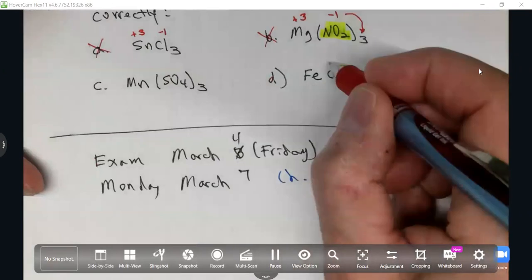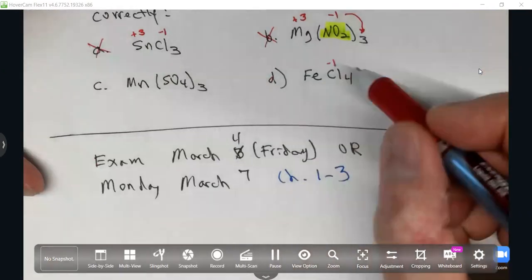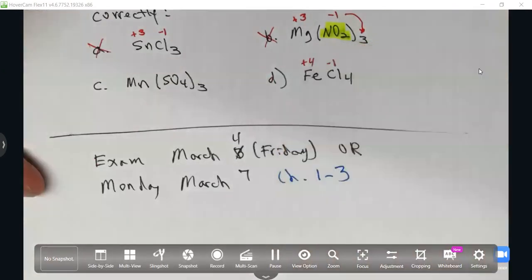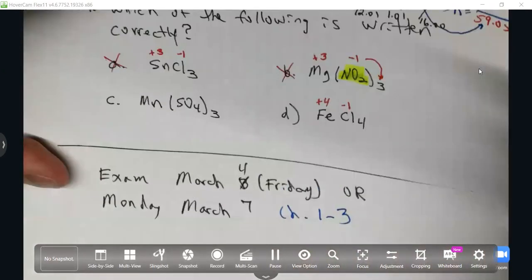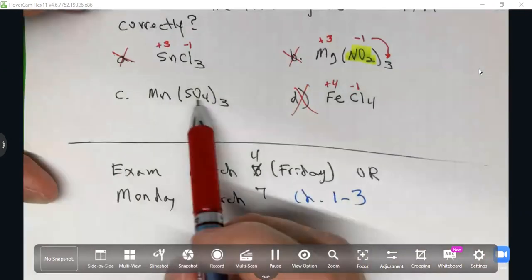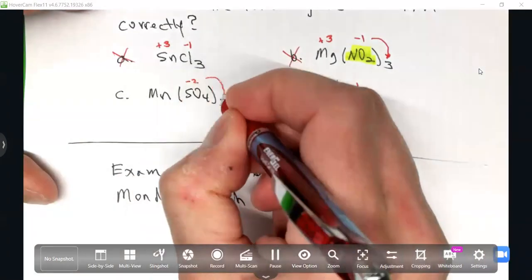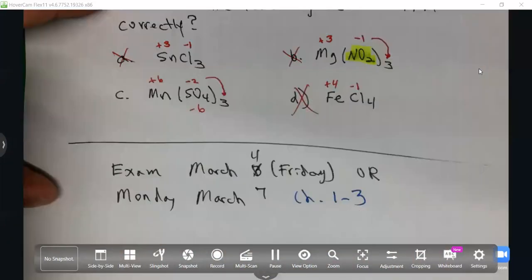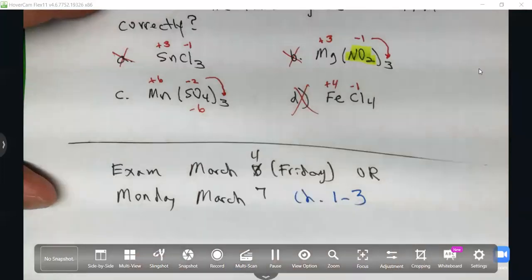Let's go down to this one. This would be chloride again. That would be a -4. This would have to be an iron 4, and there's no such thing as an iron 4. This is sulfate. -2 times 3 gives us a -6. So this would be a +6. This would be manganese 6 sulfate. And that should work.